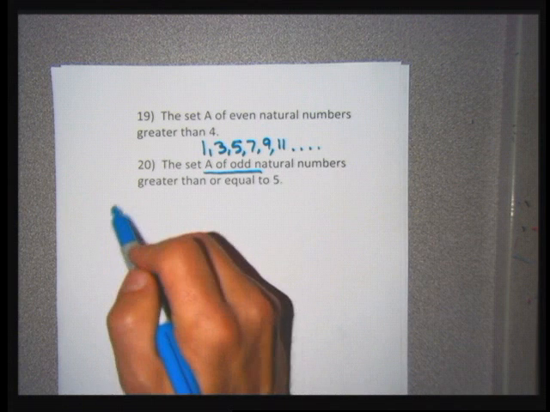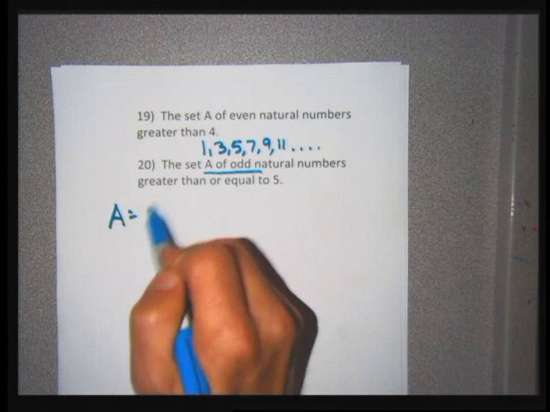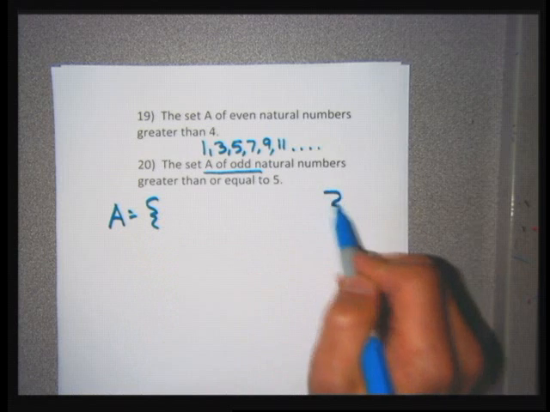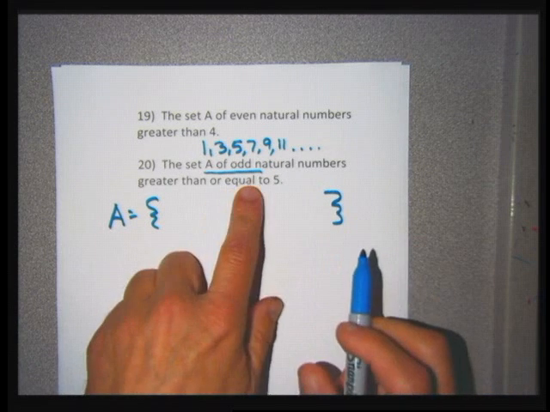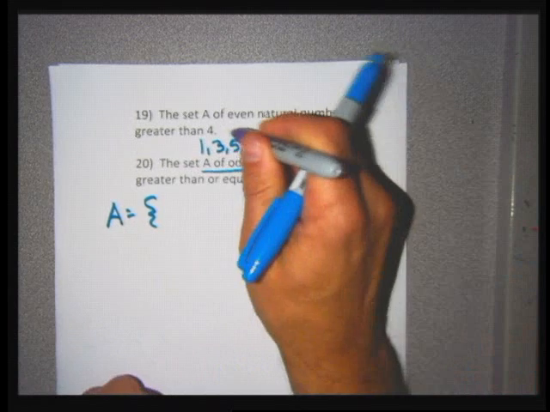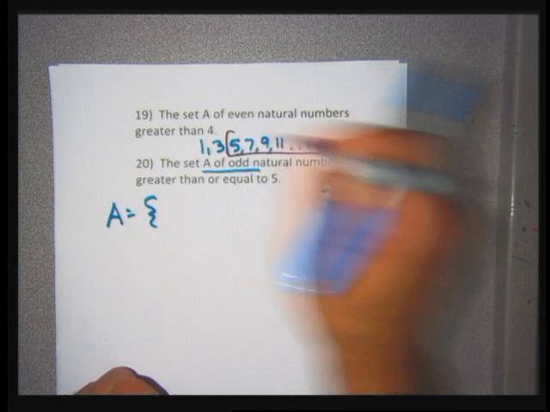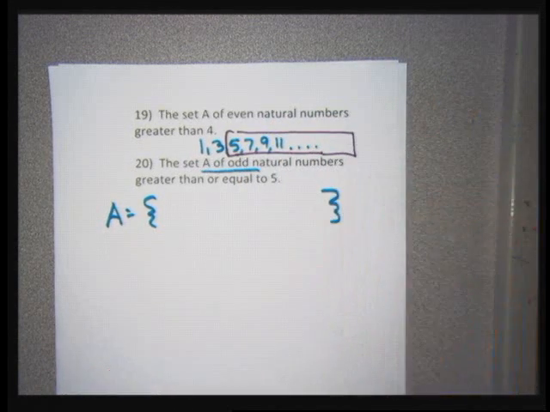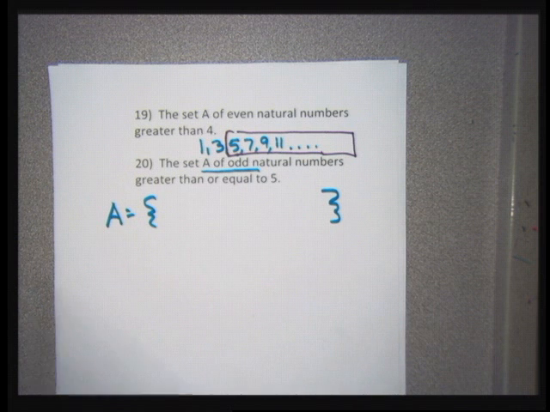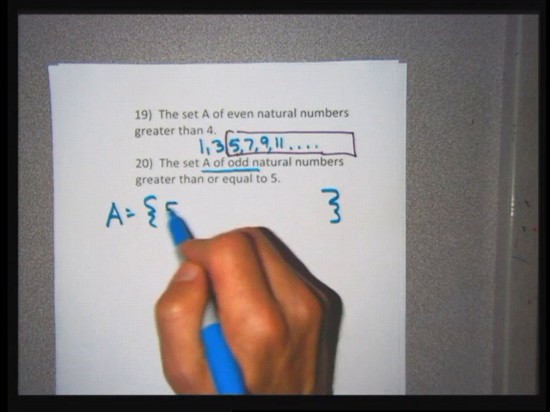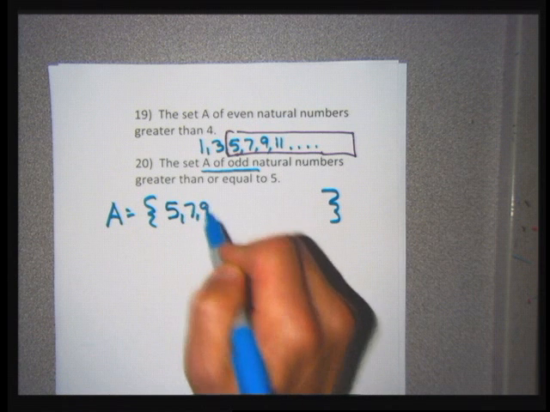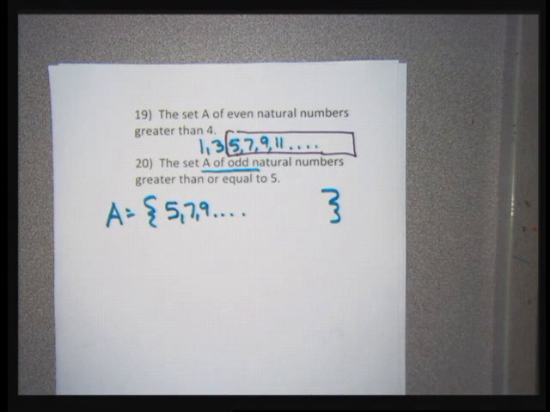So for roster notation, I'm going to write set A equals set braces, and then I want odd natural numbers greater than or equal to 5. Or equal to means it includes the 5. And so this is the numbers that I want to describe in my set A. In my roster form, I'm going to need the dot dot dot because this is an infinite list and I can't write infinitely many numbers. So I'm just going to write 3 numbers, 5, 7, 9, and then dots. I did 4 dots. 3 is probably more correct, but 4 is okay. And this to me would mean 5, 7, 9, 11, and so forth.